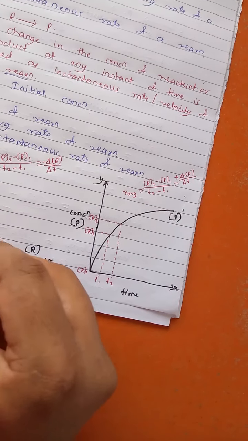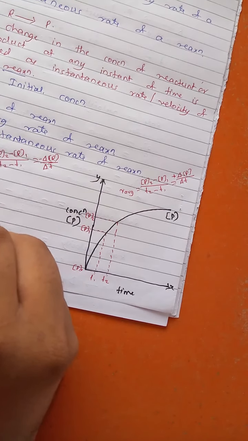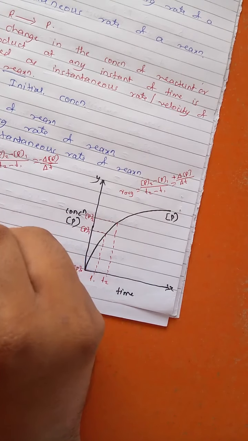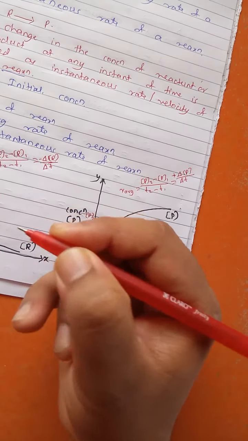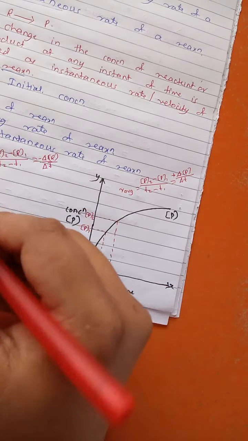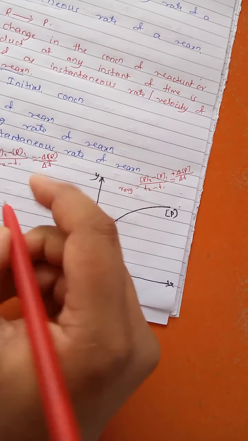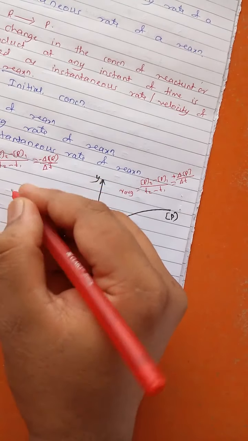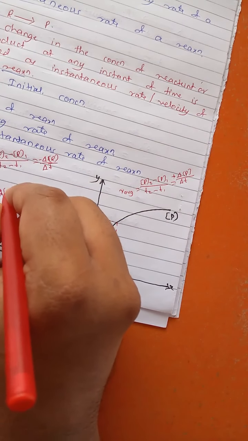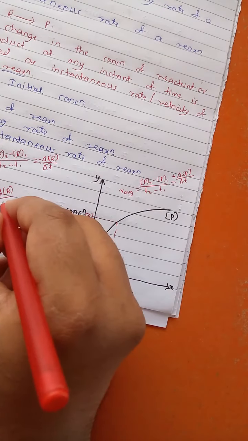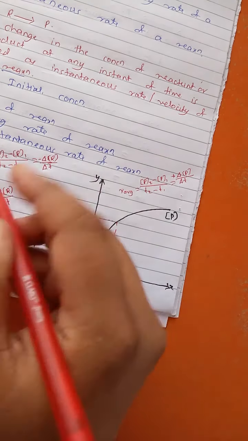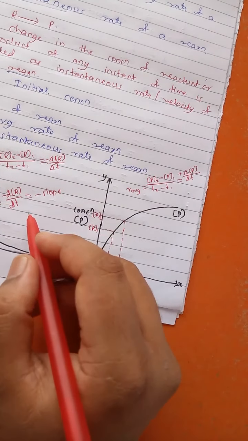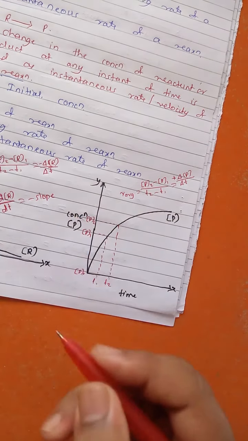Here we take the slope. For this tangent, we can draw a slope here. Next, we can calculate the instantaneous rate. Here, the rate is minus the change in the concentration of R with respect to time T, dT, which is the negative of the slope. If we take the negative slope, we get minus d of R divided by dT, that value.